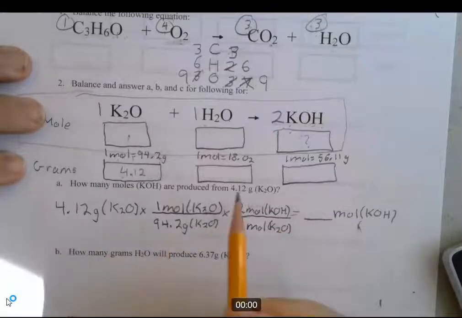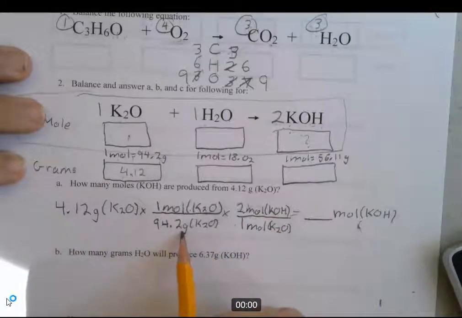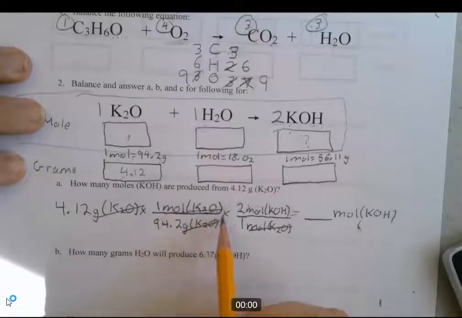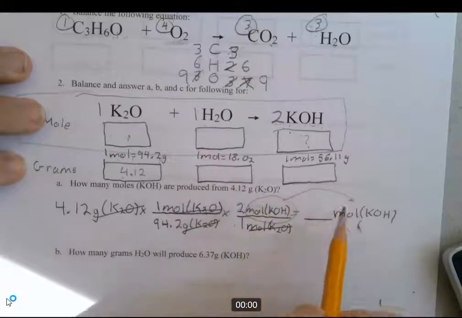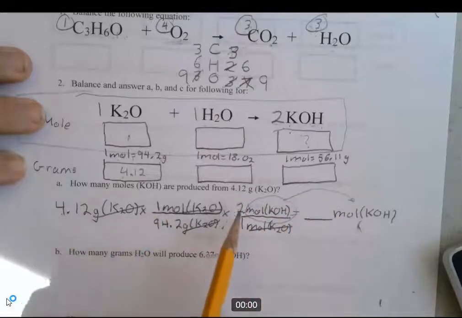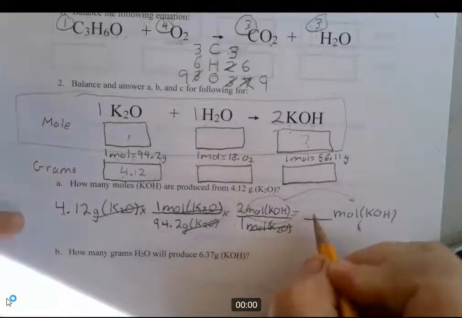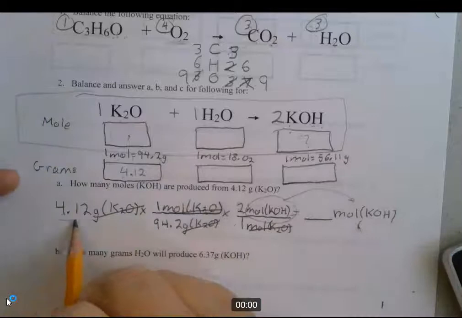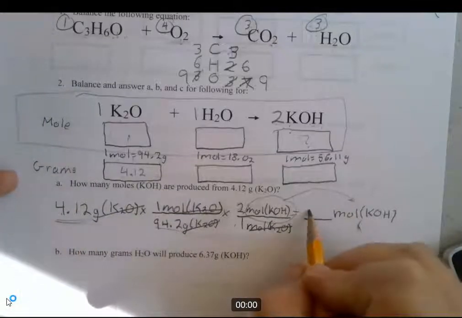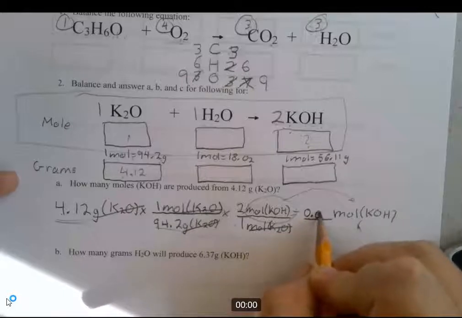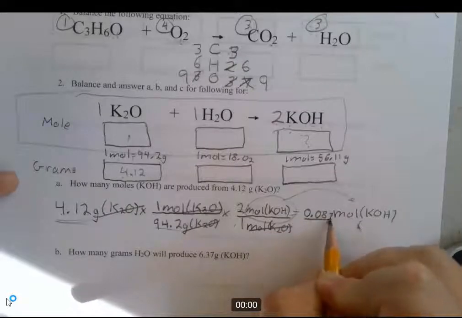Okay, so let's do the cancellation. I didn't do this one. Grams of K2O with grams of K2O there. Moles of K2O with moles of K2O there. Last man standing is moles of KOH. So I'm going to multiply 4.12 times 1 times 2 divided by 94.2 divided by 1. And that gives us 0.87. We can go to 3 significant figures because those are okay. So it's actually 0.087.